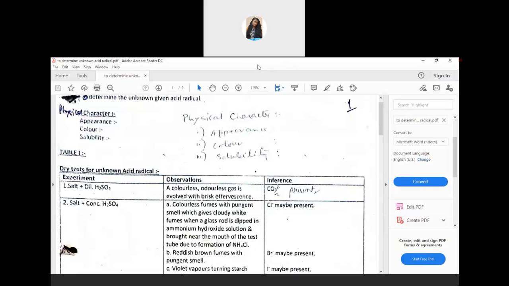For this practical, you don't need the theory. You don't need to write down the apparatus. You directly write down the aim of the experiment. Then the physical character. Next, dry test, wet test, and confirmatory test.